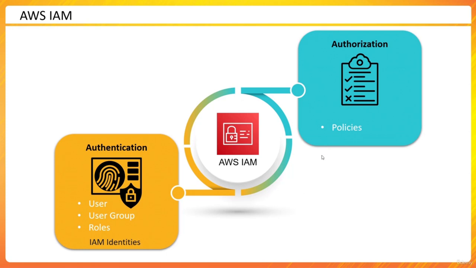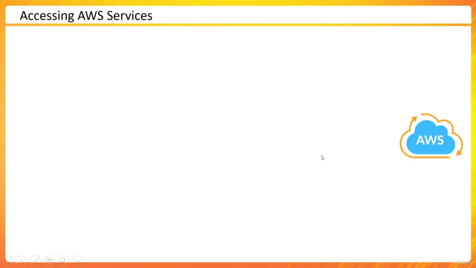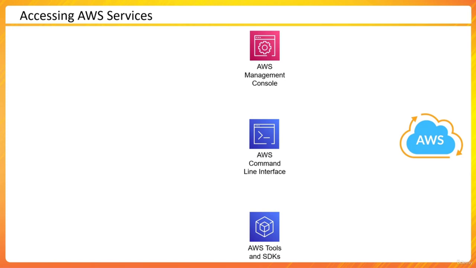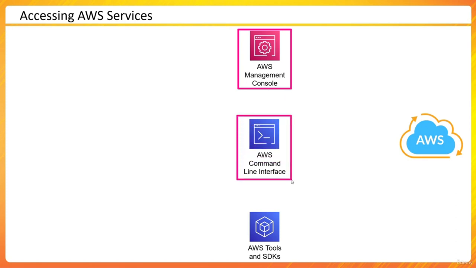Now, if you want to access AWS services, there are multiple methods to access them. These are the three most common ways, or I would say these are the three possible ways to access AWS services. I could access services through the management console, a graphical browser-based interface. I could go to a command prompt and run some command which will interact with the AWS endpoint and perform some operation for me. Or I could write some code in a specific language, Java, .NET, PHP, and that code on my behalf would go ahead and perform operations on the AWS environment.